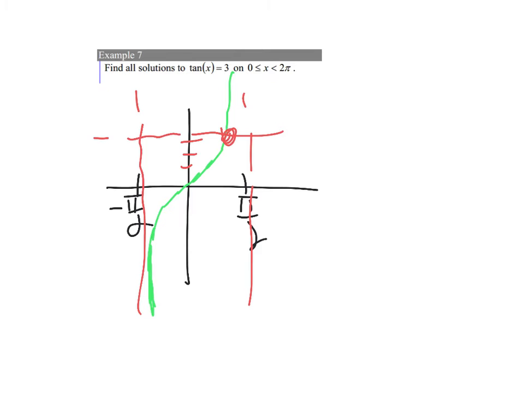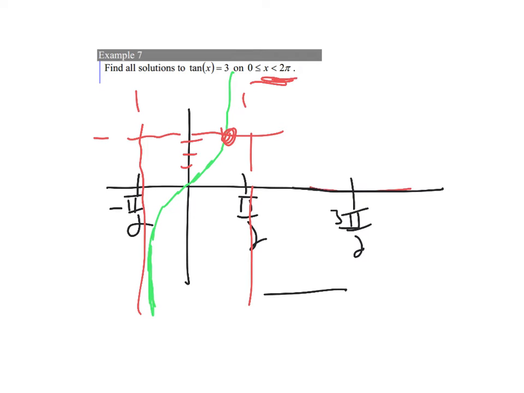Well, I only see one solution. Now they are saying between 0 and 2 pi, so that tells me we're going to have to, whoops, let's go back here. So I know here is 3 pi/2. That'll be the next, remember, that's pi wide.